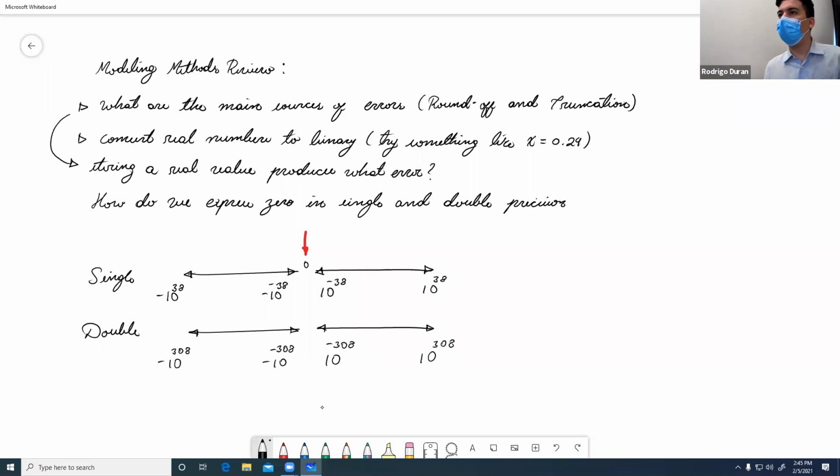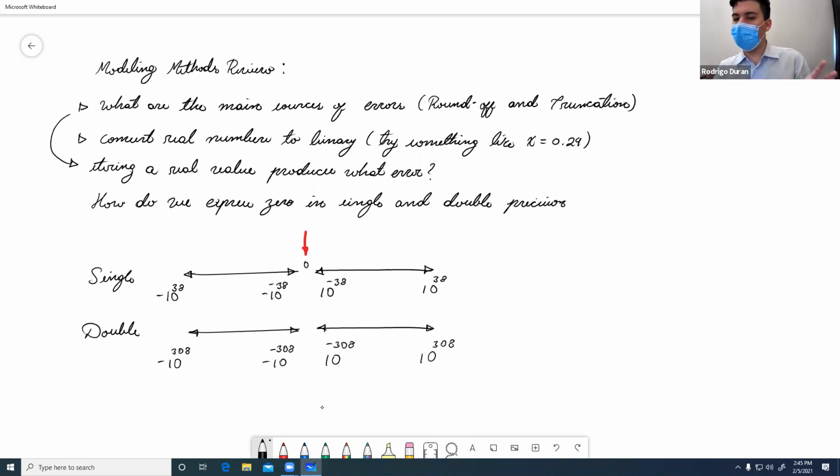Sometimes they might ask, what is the smallest negative value that you can express in single precision? That will be this one. The largest negative value that you can express in single precision will be this one. The largest negative value in double precision will be this one. The smallest negative in single will be this one. The smallest negative in double will be this one. And the same thing with the positives.